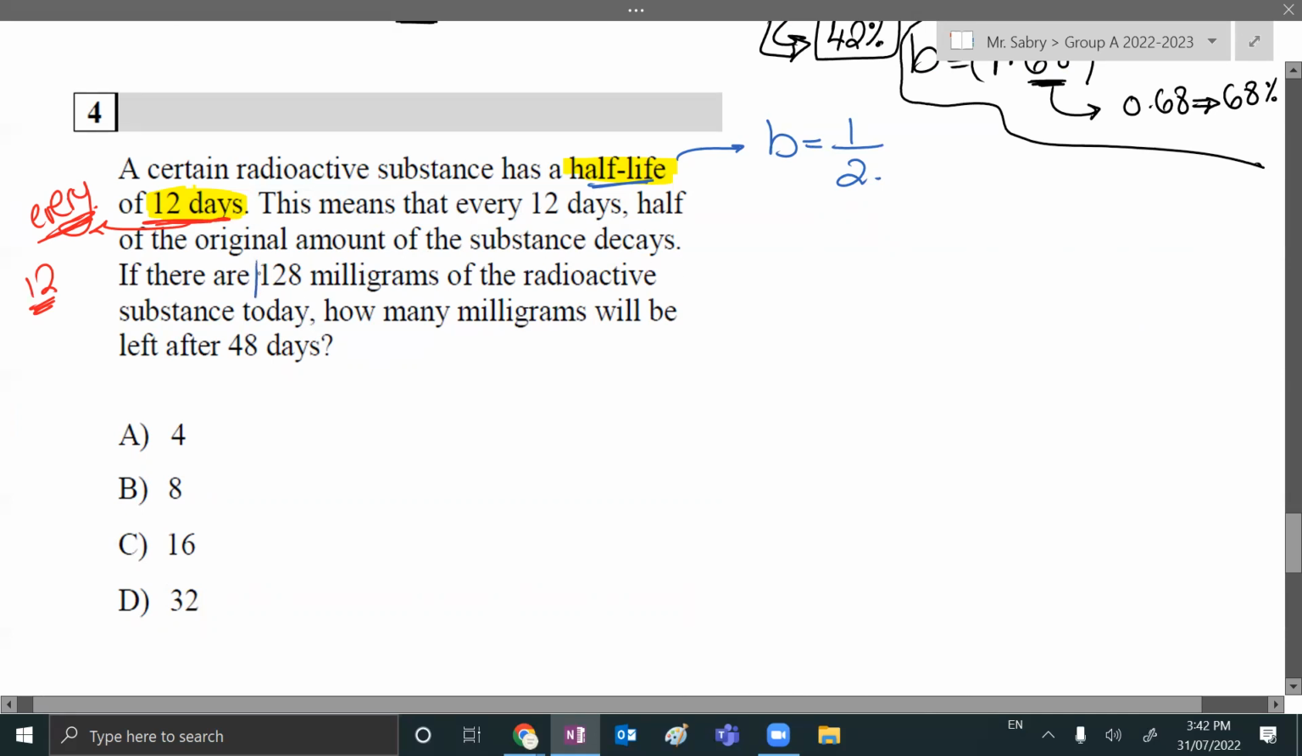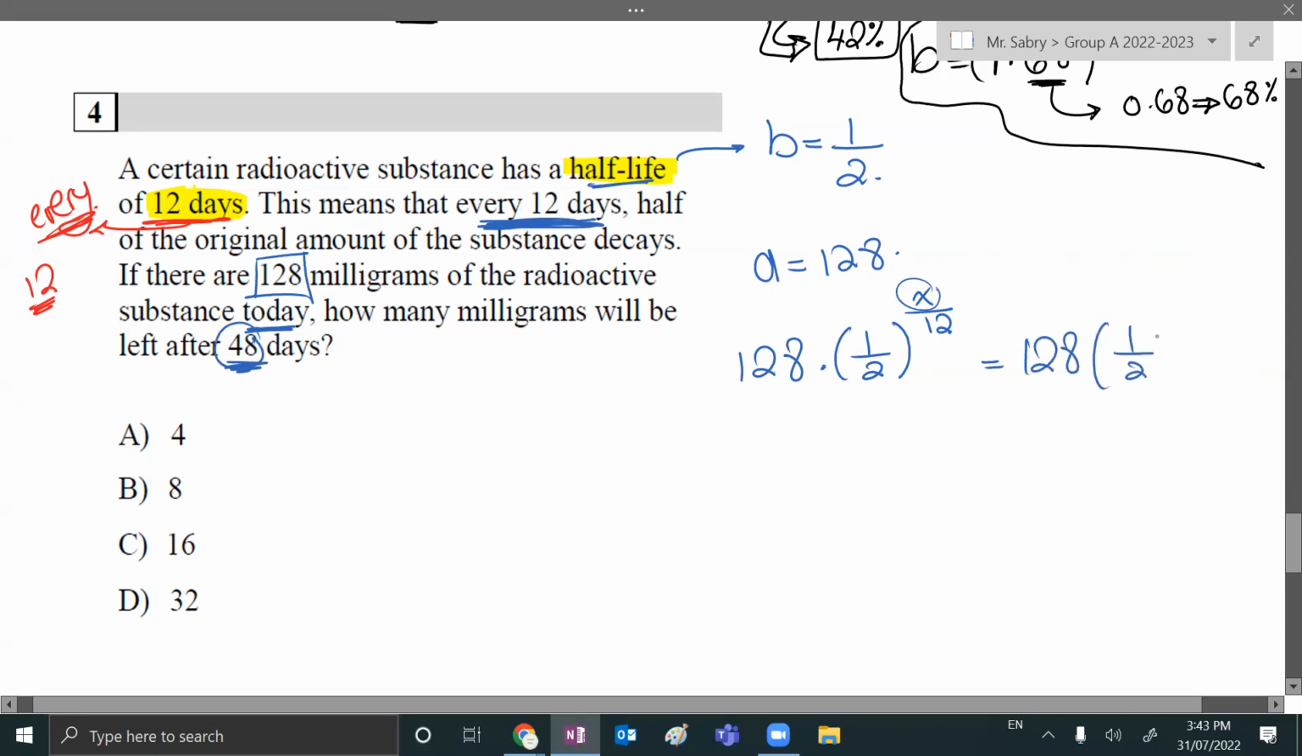If there are 128 milligrams of the radioactive substance today, then A is equal to 128. How many milligrams will be there after 48 days? So it will become 128, which is A, times B, which is half, to the power of X, which represents the days. But the days must be divided by 12, because it happens every 12 days. Now what am I supposed to put the X with? X is 48. So I grab the calculator: 128 multiplied by half to the power of 48 over 12.